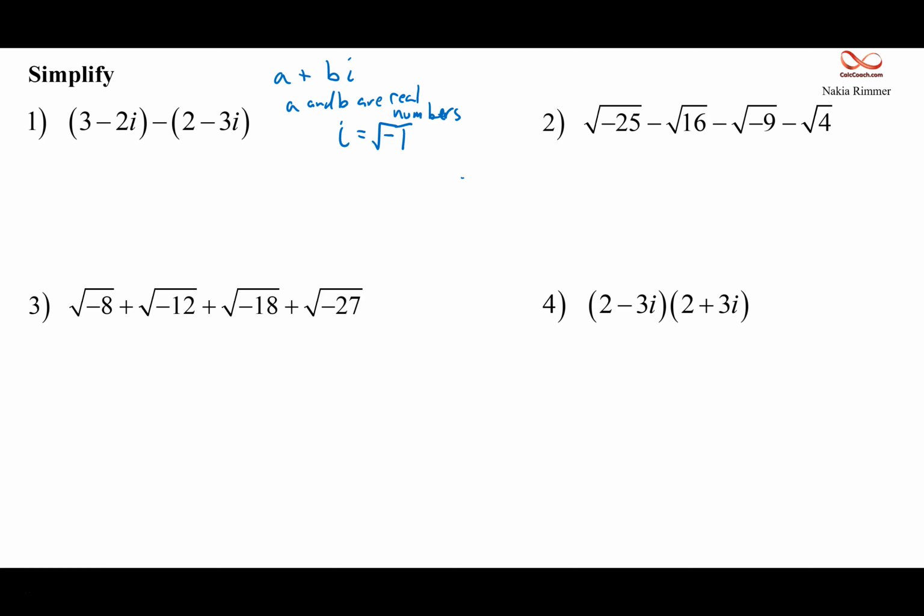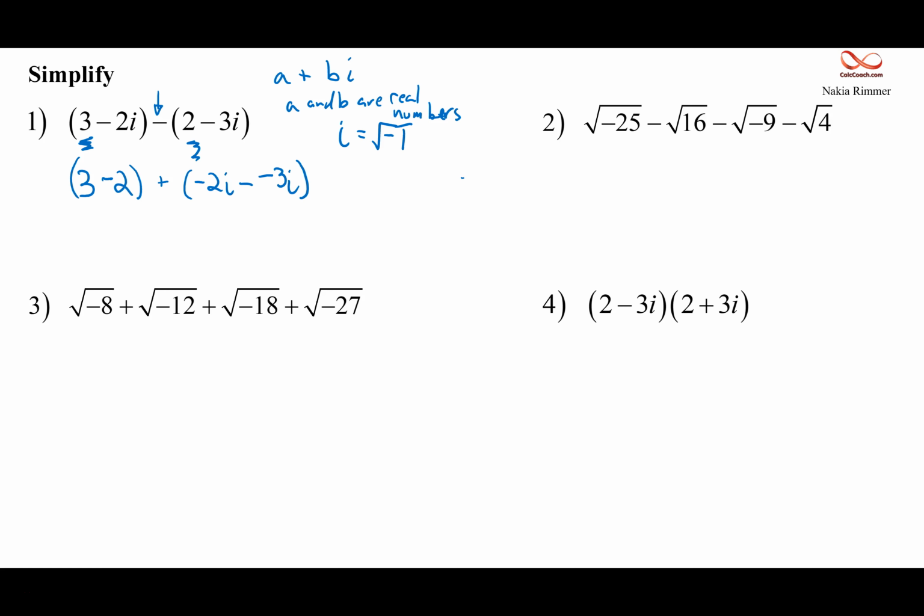This first question is more like just combining polynomials. You have things that look alike get combined. At first glance, this looks like multiplication because you see the parentheses, but in between these two is a subtraction sign. So we'll take 3 and subtract 2. That'll be the real part. We'll take -2i and subtract -3i. That'll be the imaginary part.